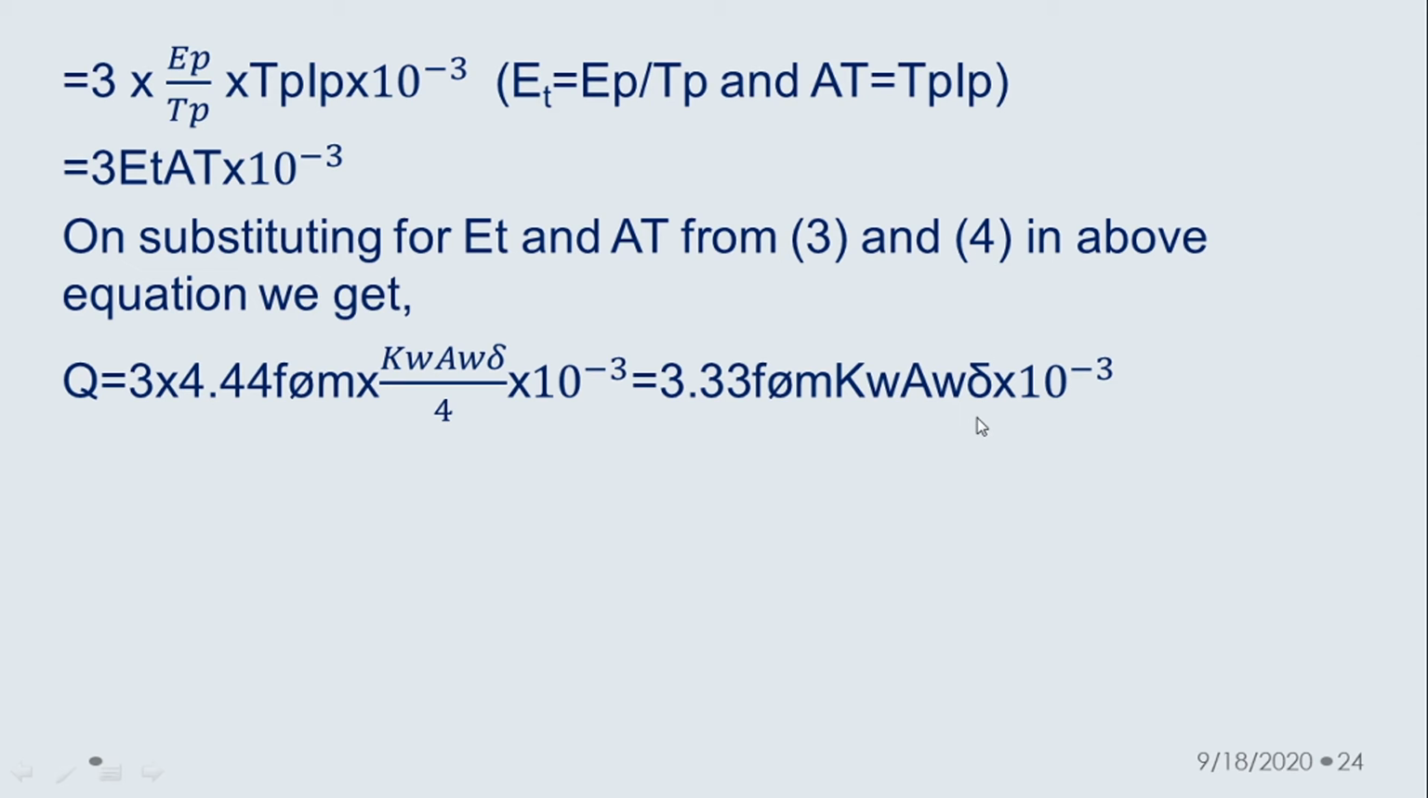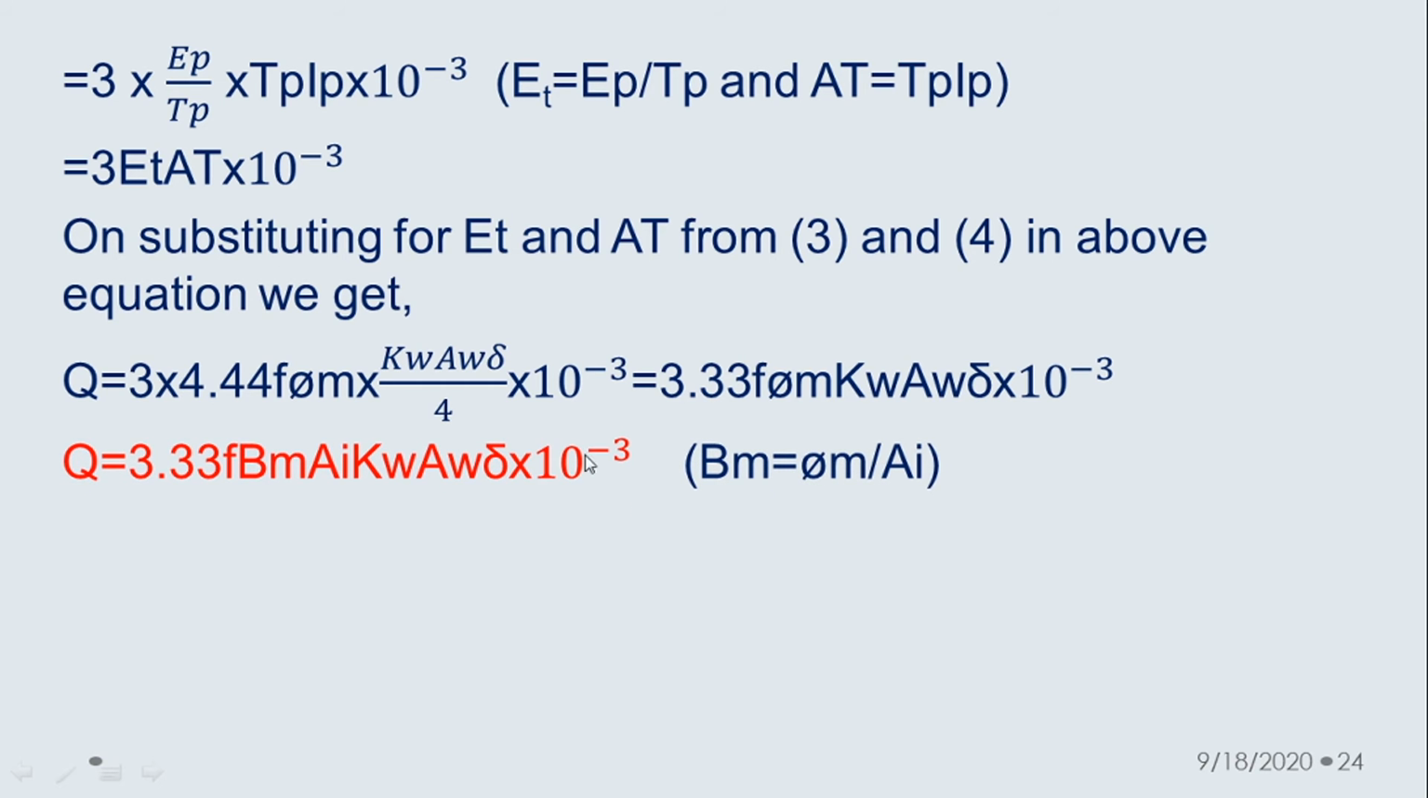The output equation of a single-phase transformer is given by Q equal to 2.22 F phi-m kW AW delta into 10 to the power minus 3. But the output equation of a three-phase transformer is given by Q equal to 3.33 F phi-m kW AW delta into 10 to the power minus 3. Here F is the supply frequency, phi-m is the maximum flux, kW is the window space factor, AW is the area of the window, and delta is the current density.